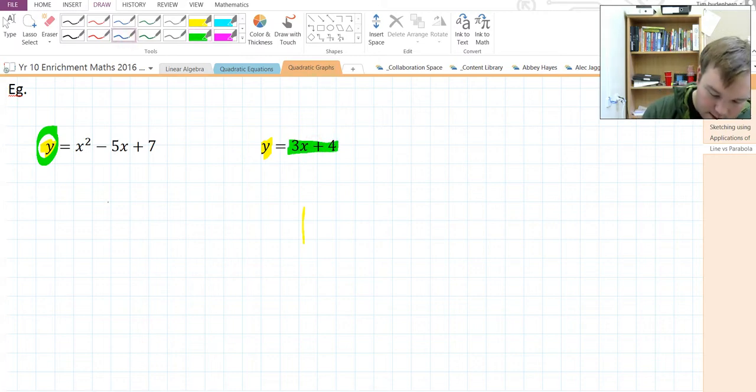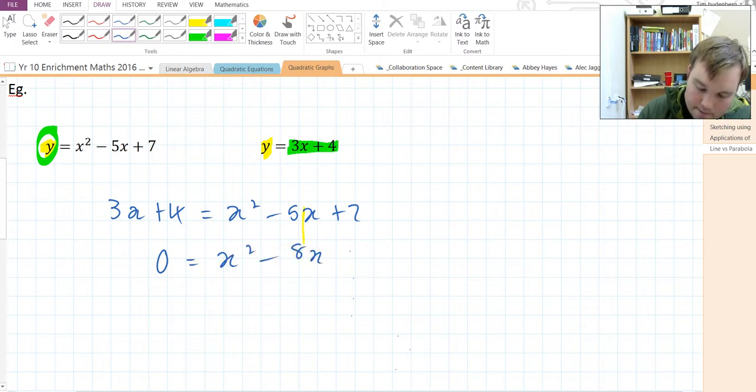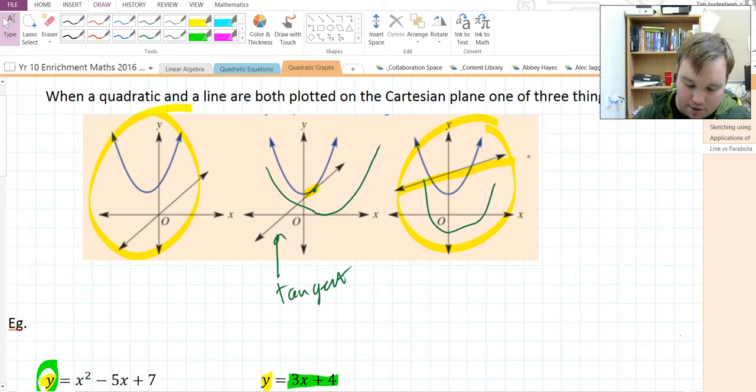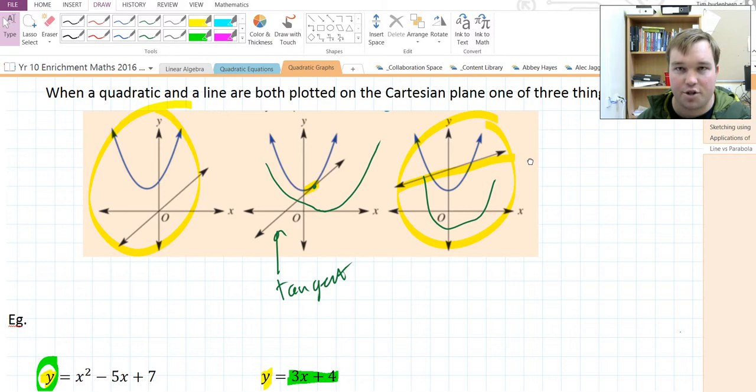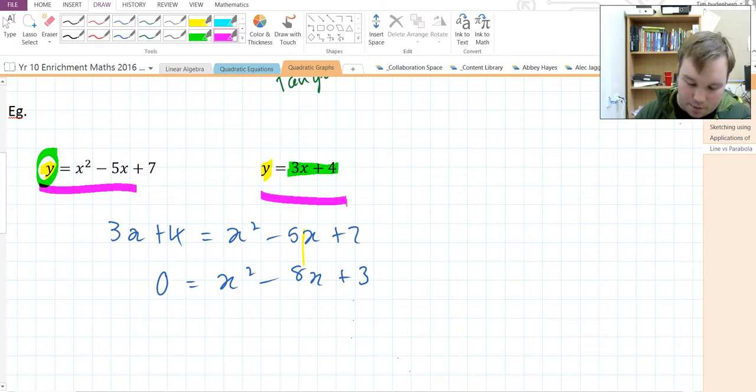So that I can then write 3x plus 4 is equal to x squared take 5x plus 7. Now, for solving anything like this, we want 0 one side, everything else on the other. So 0 equals x squared take 8x plus 3. Alright. Now, the reason why the nature of our solutions is so similar, having three options, miss, touch, cross, is because when we solve between a quadratic and a linear, we're always going to end up with a resultant quadratic.